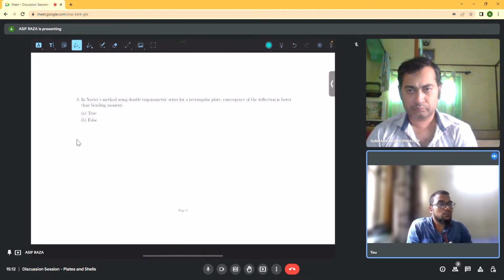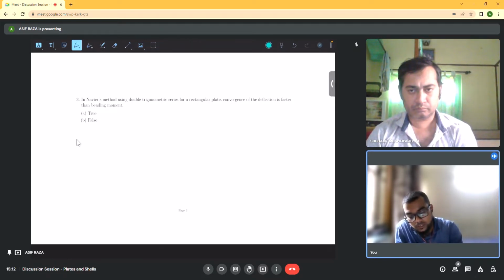Now the third question. In Navier's method, using double trigonometric series for a rectangular plate, convergence of the deflection is faster than bending moment. As this has already been shown in the lectures, this statement is true.